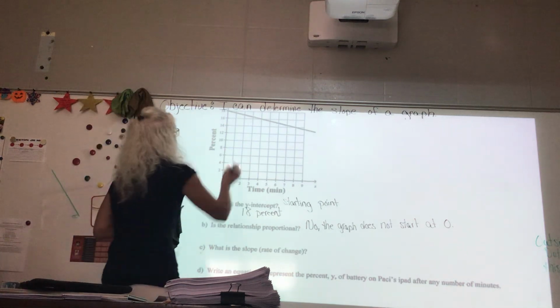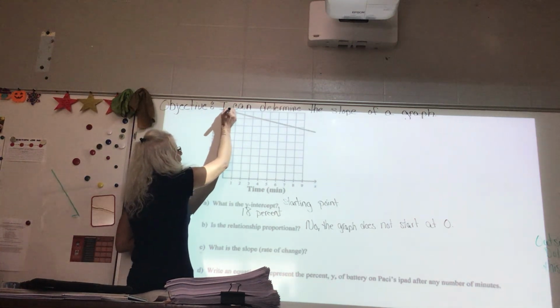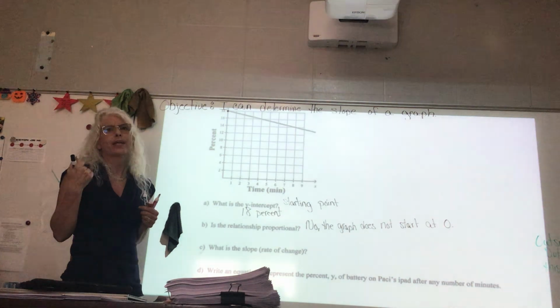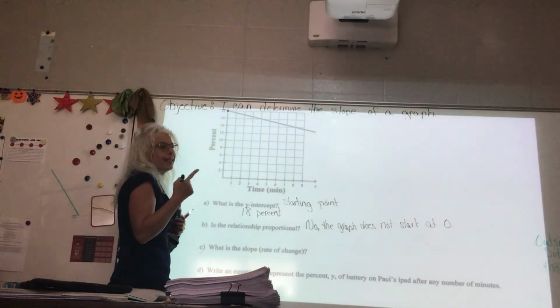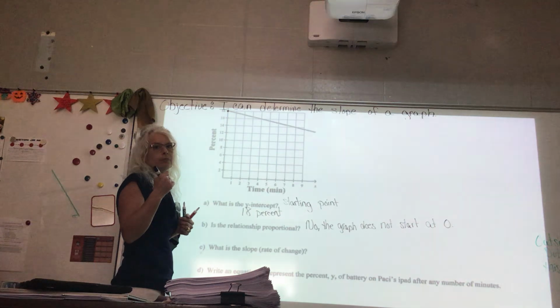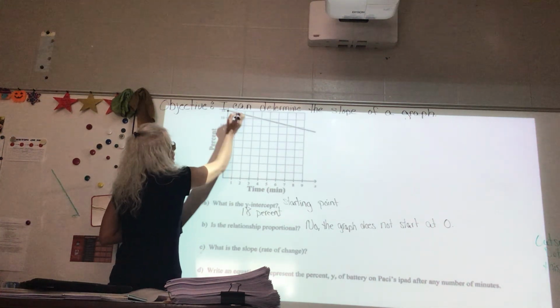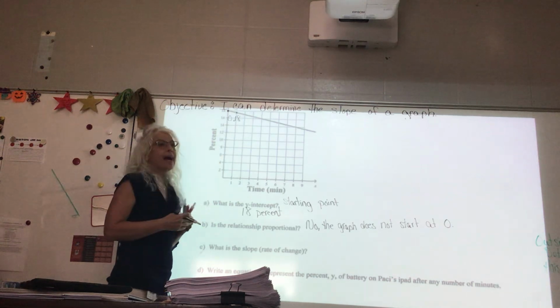Alright, so here's a good point. Guys, the y-intercept is normally a good point. What's the ordered pair for the y-intercept? Is it 0, 18 or 18, 0? 0, 18. So this is 0, 18. It's on the graph, is that a good point?